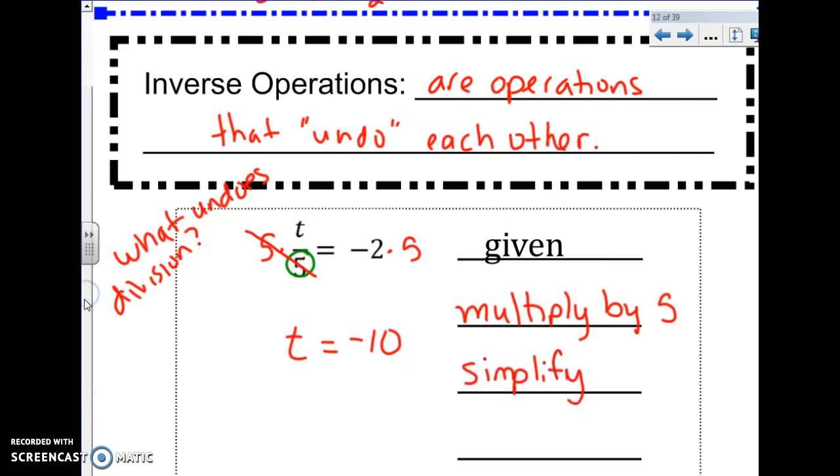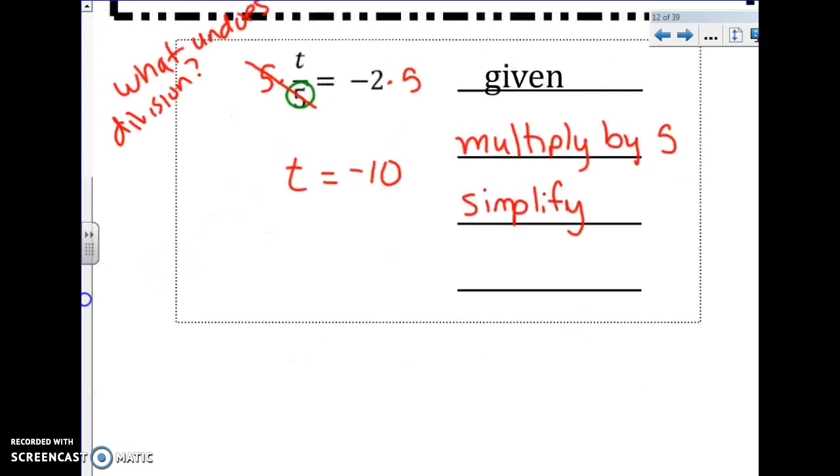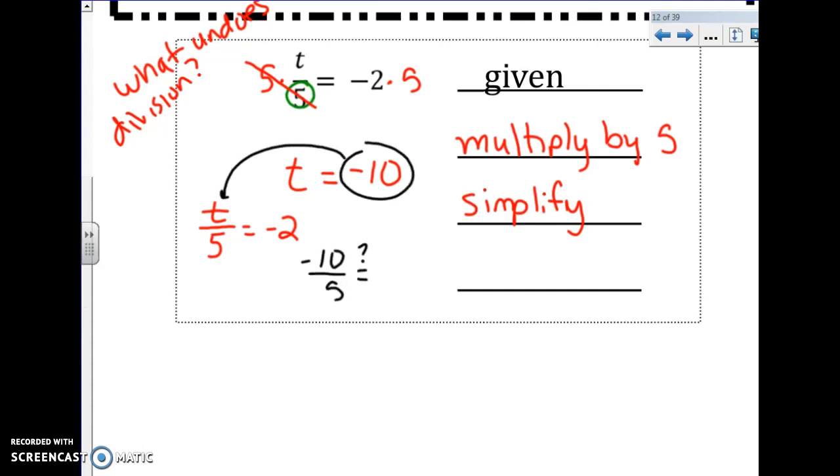And then finally, I'm asking for you guys to check your work. So that means, here's my equation, t divided by 5 equals -2. I'm going to put -10 in for that. Okay, I'm ready to try to put this -10 in here and see if I get that result. Does -10 divided by 5 give me -2? 10 divided by 5 is 2. And because I have one negative, a negative divided by a positive is also negative. So I checked it.